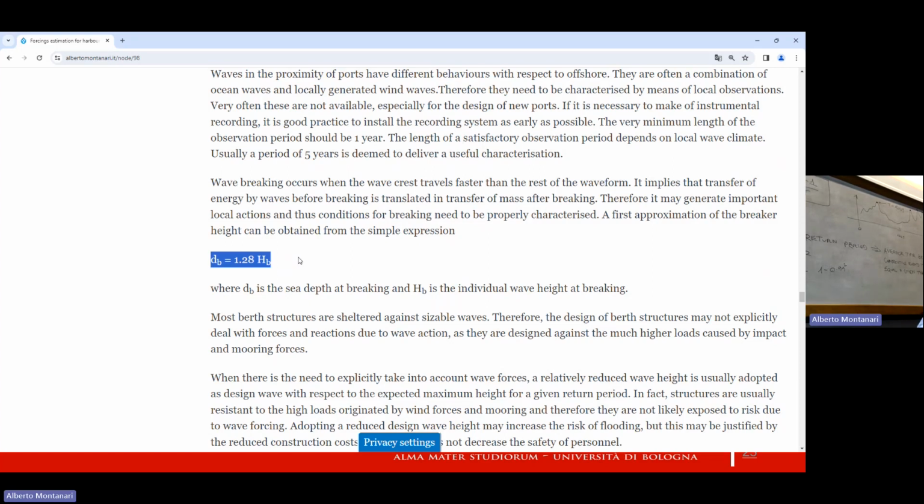But inside the harbor, if you get to some places where the depth of the ocean is small, you may get wave breaking. So it's important to avoid it. And in order to avoid it, you just have to keep the harbor sheltered and deep. And the limiting depth is dB. So if you keep a depth of the harbor that is larger than 1.28 the expected wave height, so the wave height for a given return period, then they don't break.